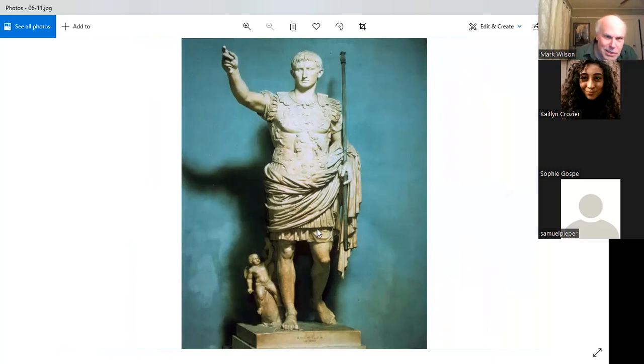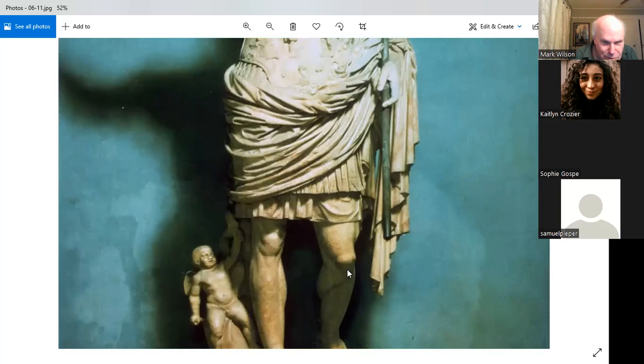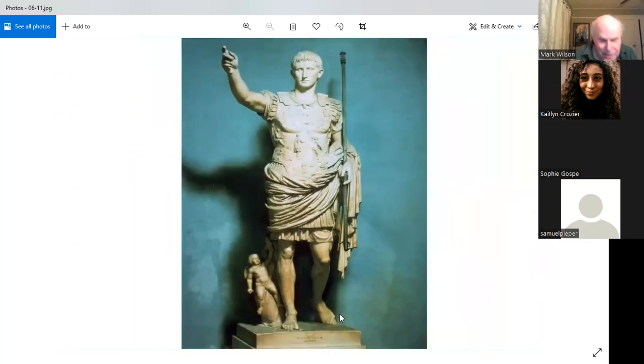Okay, formal analysis. He's in contrapposto, and that's not an essential part of the meaning because that's not one of the most important facts, but he is standing with the weight on this leg, and this leg is forward just enough to be what's called the right loose leg. And of course, one arm's down, it's holding a spear. It's missing the tip or point, which probably disappeared a long time ago. And then the other arm is raised, and the spine would form a gentle S curve.